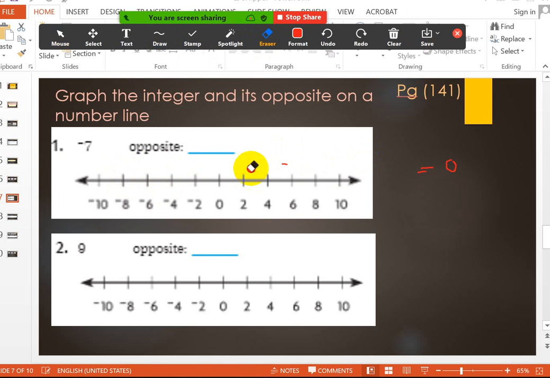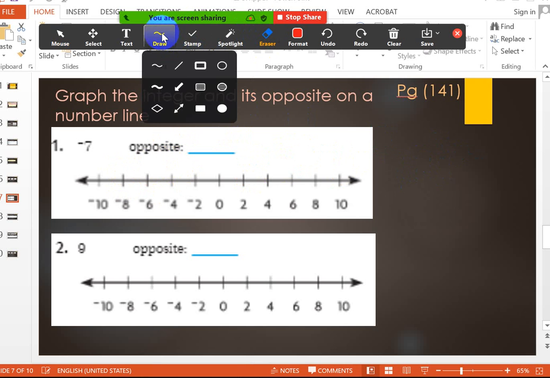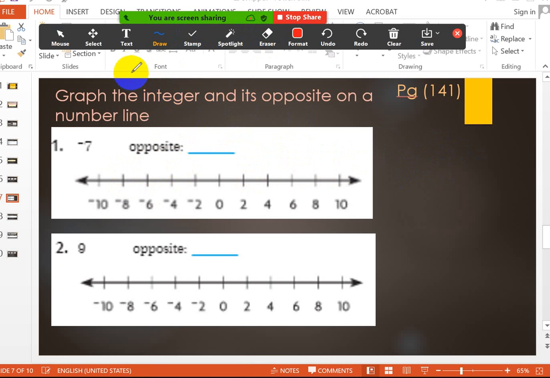So, let's do here. Graph the integer and its opposite on the number line. So here I want to locate the number on the number line according to its sign and value, and I want to find the opposite of the number. So let's start. All of you, inshallah, will help me. Yes, Rina. Okay, Rina, I want you first to locate negative 7. Where will negative 7 be on the number line?